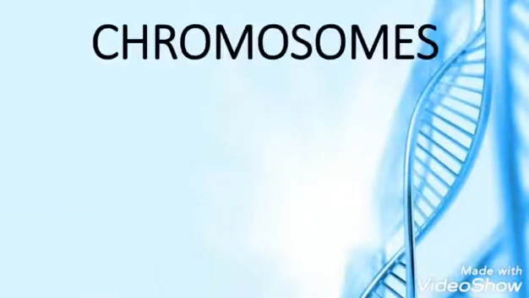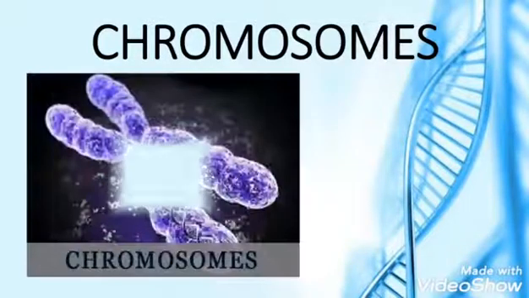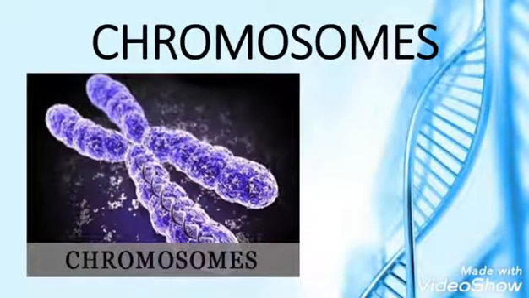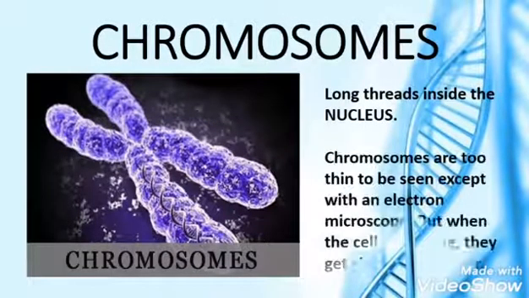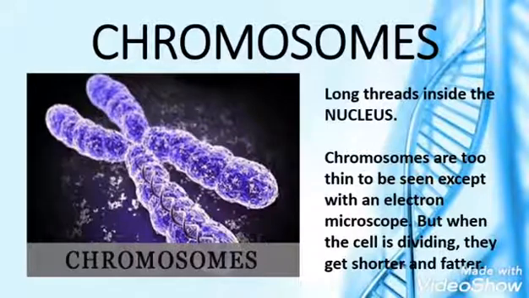To start with, let us first describe chromosomes. What are chromosomes? In the nucleus of every cell, there are a number of long threads called chromosomes. Most of the time, the chromosomes are too thin to be seen except with an electron microscope. But when a cell is dividing, they get shorter and fatter, so they can be seen with a light microscope.